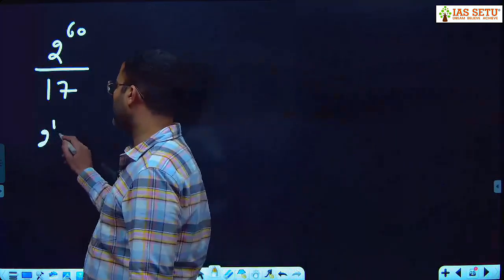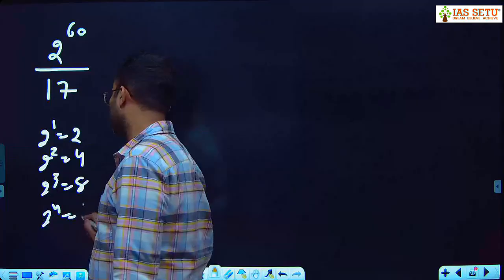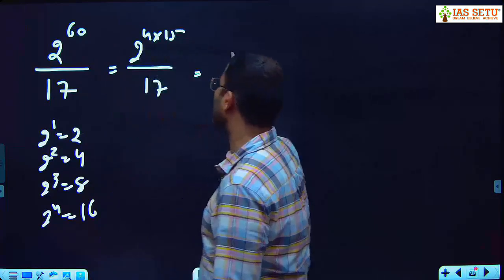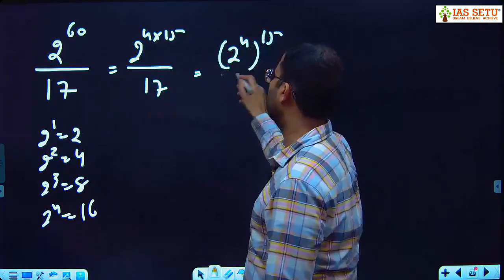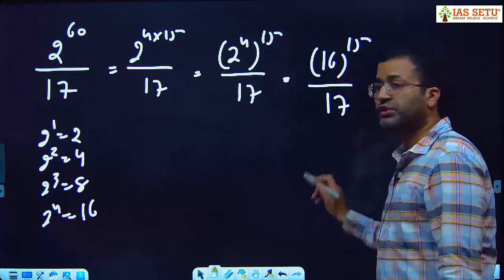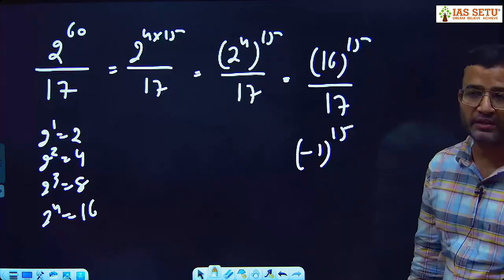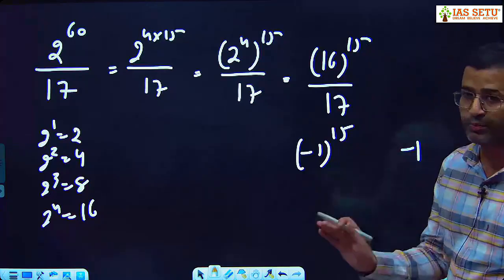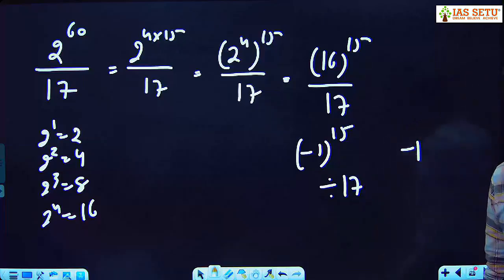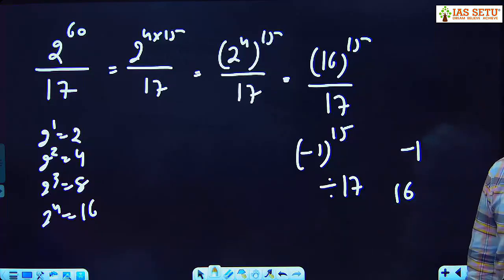2 to the power 1 is 2, 2 square is 4, 2 cube is 8, 2 to the power 4 is 16. We express it as 2 to the power 4 into 15 divided by 17. It is 2 to the power 4 bracket 15 divided by 17. 16 to the power 15 divided by 17. 16 or minus 1 will help. Minus 1 how many times? 15 times. What is minus 1 to the power 15? Minus 1. But UPSC will not use negative remainder as an answer. If your divisor is 17, you can say minus 1 or plus 16. You have to convert negative into positive. So your answer is 16.